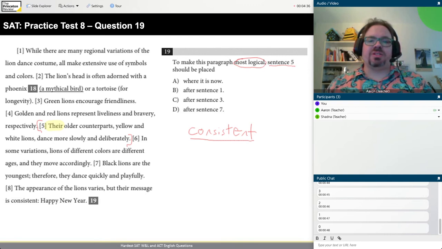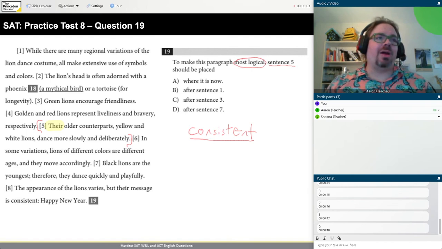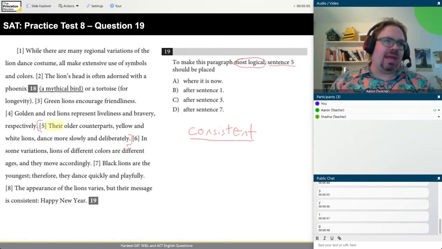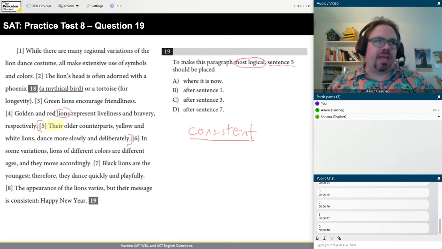When we're moving these sorts of sentences, the first thing we're going to look for is some sort of pronoun that refers to what comes before or afterwards. So here, "their," well, whose older counterparts? Okay, so that means whatever's in the previous sentence, we need something that could be the older counterparts. Well, the yellow and white lions would be the older counterparts to them. So if I look where it is now, I look at sentence 4: golden and red lions. Okay, lions. So yellow and white lions could be the older counterparts to red and yellow. Golden and red lions represent liveliness and bravery, respectively.